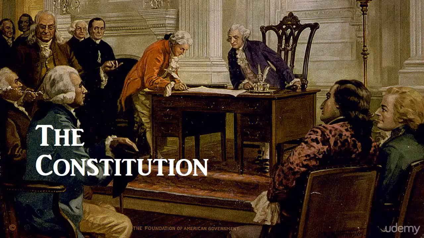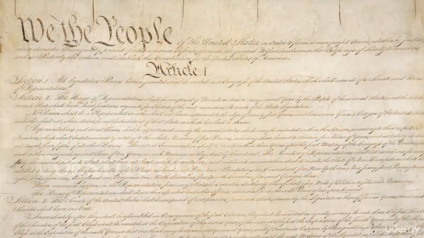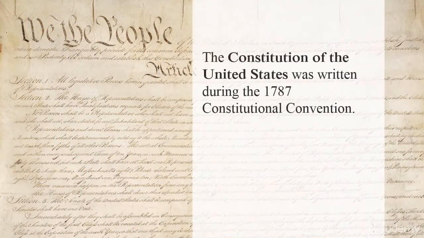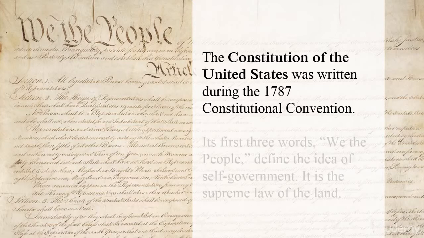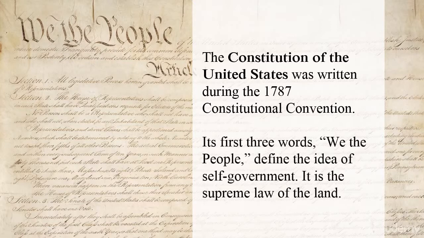The Constitution. The Constitution of the United States was written during the 1787 Constitutional Convention. Its first three words, "We the people," define the idea of self-government. It is the supreme law of the land.